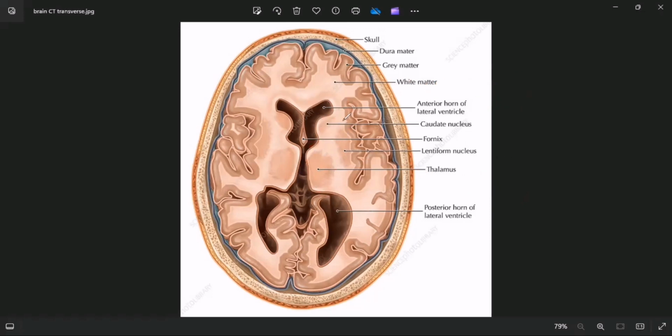Which part of the brain gives rise to the thalamus and then the caudate nucleus? Or maybe, let me say, some parts of the basal ganglia. Embryologically, which part of the brain? The two are from the prosencephalon. The thalamus, are you sure? The thalamus is from the diencephalon. Thank you. That's what I want to hear.